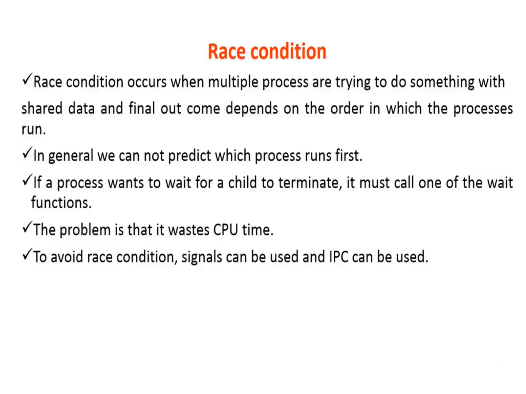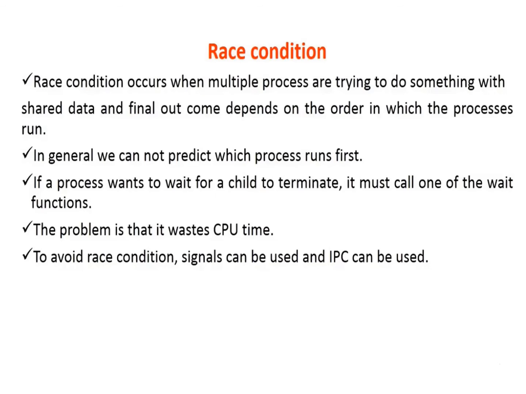Let me take another example. Here I have the value x equal to 5, and two processes P1 and P2. P1 is adding 1 to x, while P2 is deleting 1 from the value x. If this is not done properly, then the value stored in x is incorrect. Such a condition is called a race condition. In general, we cannot predict which process runs first; it totally depends upon the scheduler.